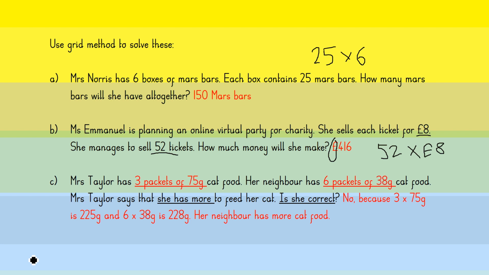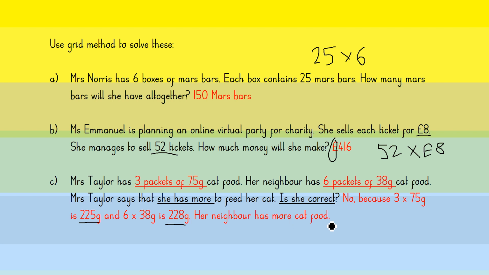Question C. Mrs. Taylor has 3 packets of 75 grams cat food. Her neighbour has 6 packets of 38 grams cat food. And you can see I've underlined and highlighted those important bits of information. Mrs. Taylor says that she has more to feed her cat. Is she correct? No, unfortunately, she's not correct, because 3 times 75 grams equals 225 grams, and 6 times 38 grams is 228 grams. So her neighbour actually has more cat food.